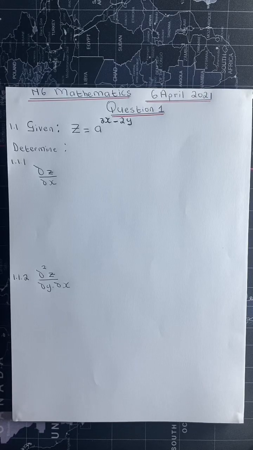Hello guys, my name is Bino, and in this video we'll be going through question 1 from the April 6, 2021 Mathematics N6 question paper. In 1.1 we are given z equals a to the power 3x minus 2y, and in question 1.1 we are required to determine the partial derivative of z with respect to x.